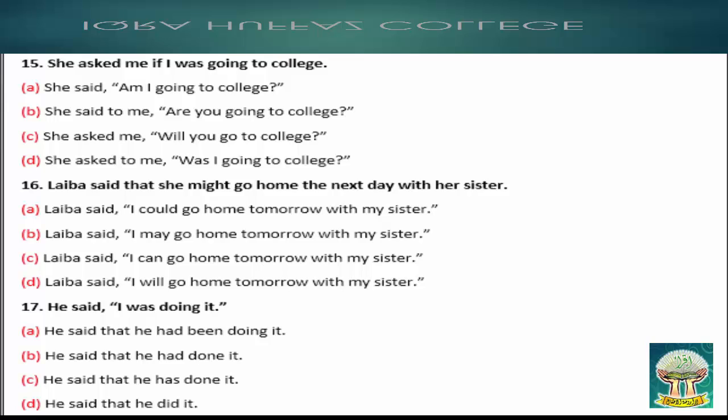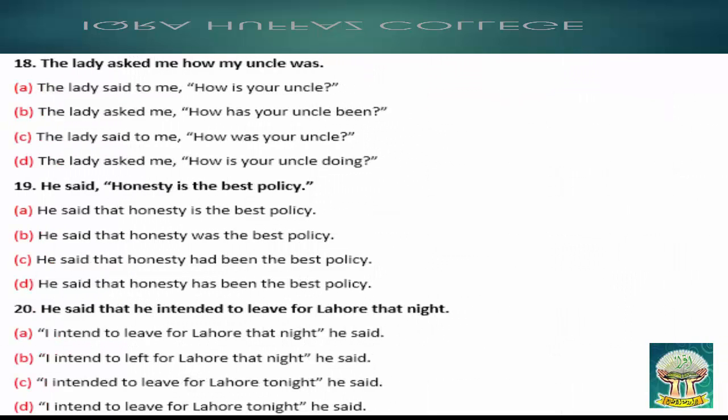Sentence number 17. He said, I was doing it. Options are given before you. You have to choose the correct option out of these four. Sentence number 18. The lady asked me how my uncle was. This is also in indirect narration and you have to choose the correct direct narration for this sentence out of these four options.